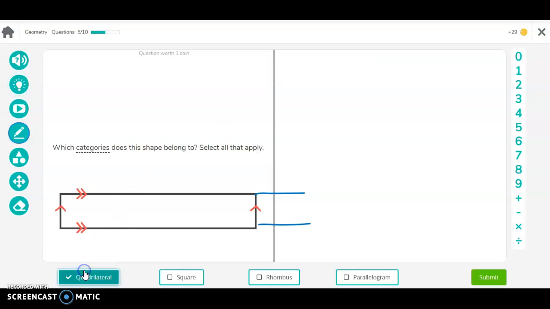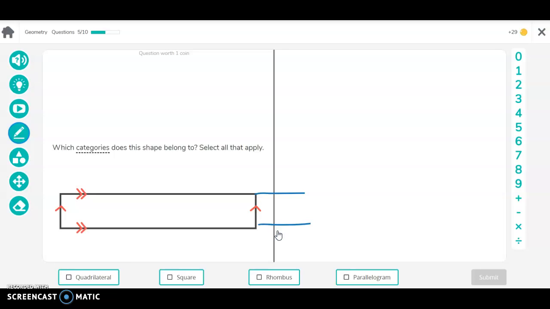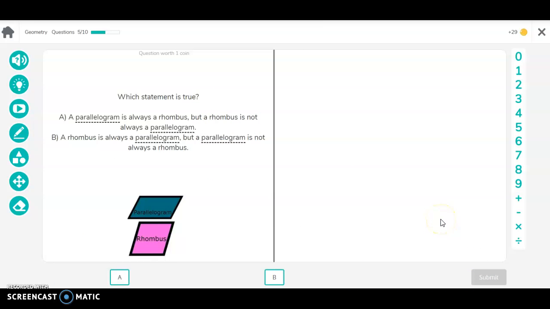So we know that the shape is a quadrilateral. If we looked at that hint, quadrilaterals can be rhombuses and parallelograms, but it cannot be a square. Oh, well, I got that one wrong. Let's see. I'm going to try this. Alright, got it right this time. Sorry, guys. That does happen every once in a while. So that last question, it wasn't a rhombus because rhombuses don't have 90-degree angles. That's why I forgot about that part.